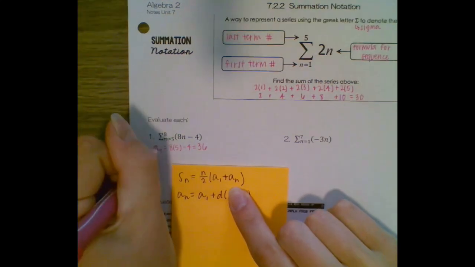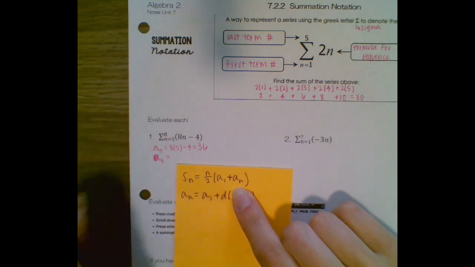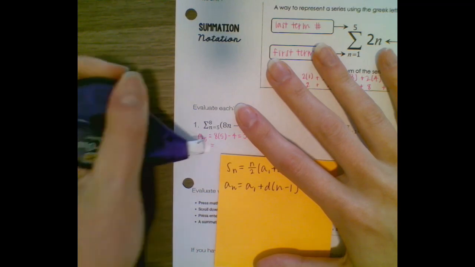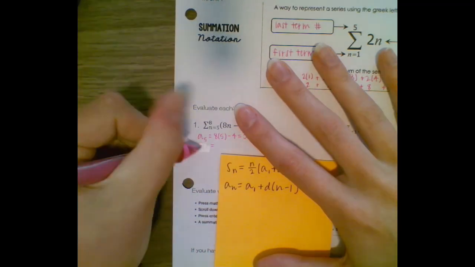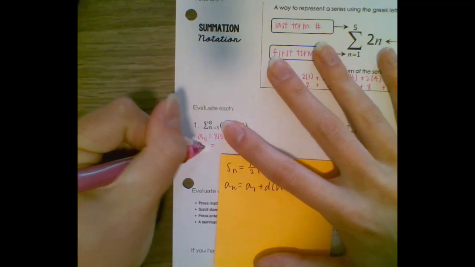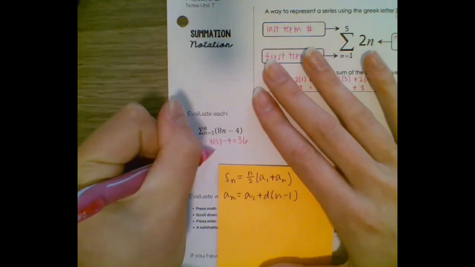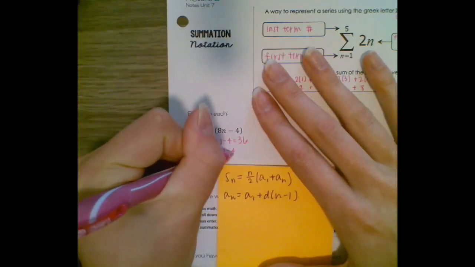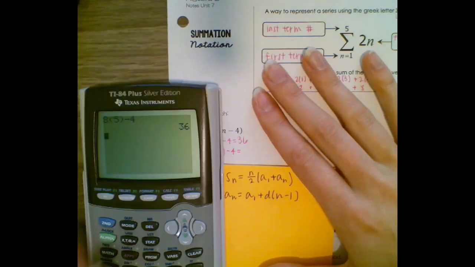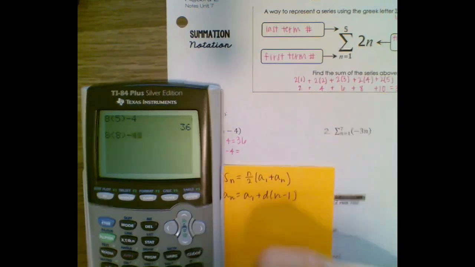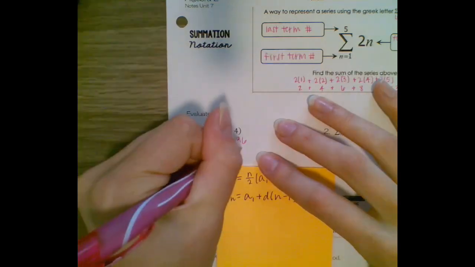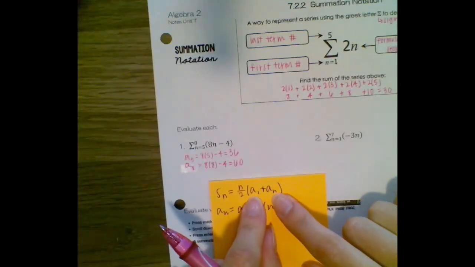So we need a sub 8. My goodness, I'm sorry. Let me just start over there. Oh, there we go. All right, so 8 times 8 minus 4. 8 times 8 minus 4 is 60. So that gives me my first and my last term.